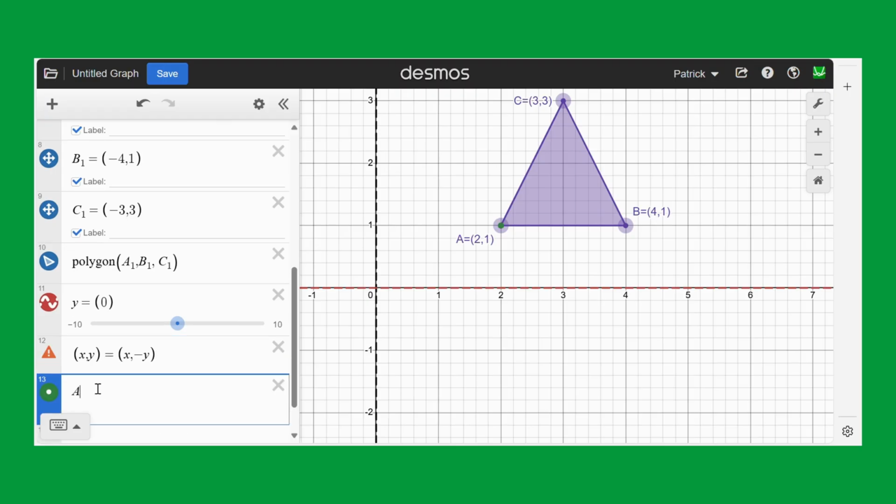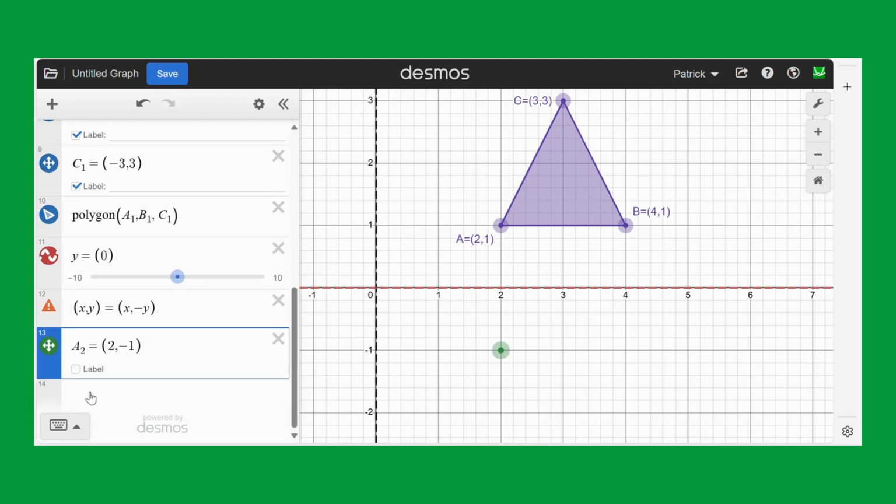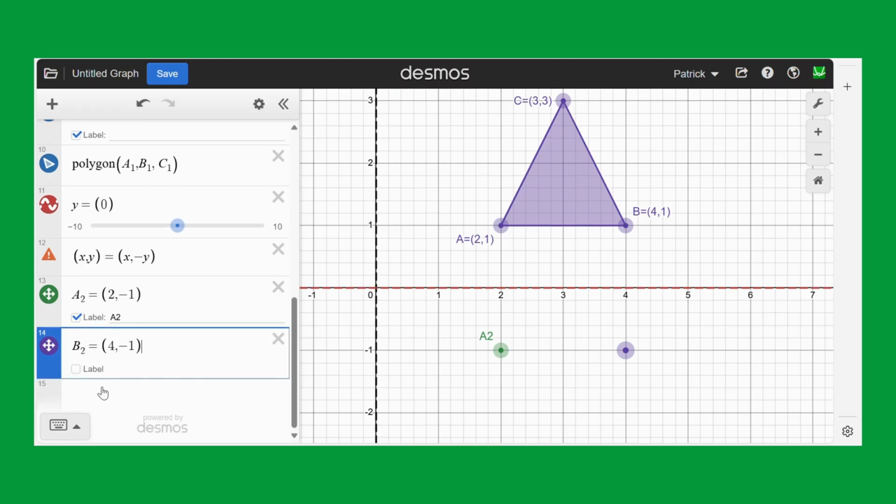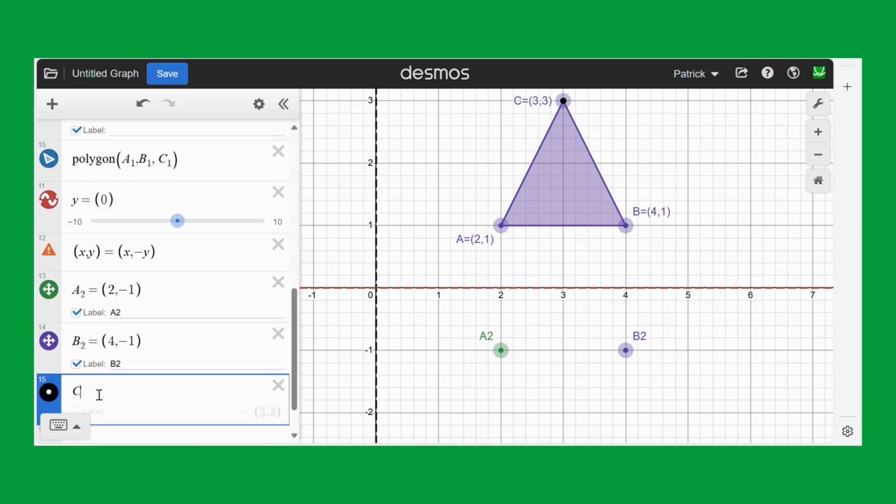Let's define and label these new reflected points. Type A2 equals (2, -1), that's A double prime. Type B2 equals (4, -1). Type C2 equals (3, -3).